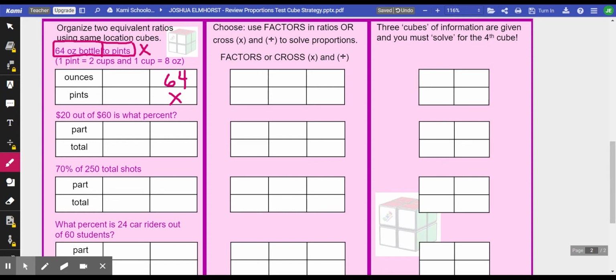So that's our X. Then go to your conversion chart, and we have pints, and then we have ounces. But in between, we have to convert cups. So 1 pint is 2 cups, and then every one of those 2 cups is 8 ounces. We do 2 times 8, which is 16 ounces for every 1 pint.